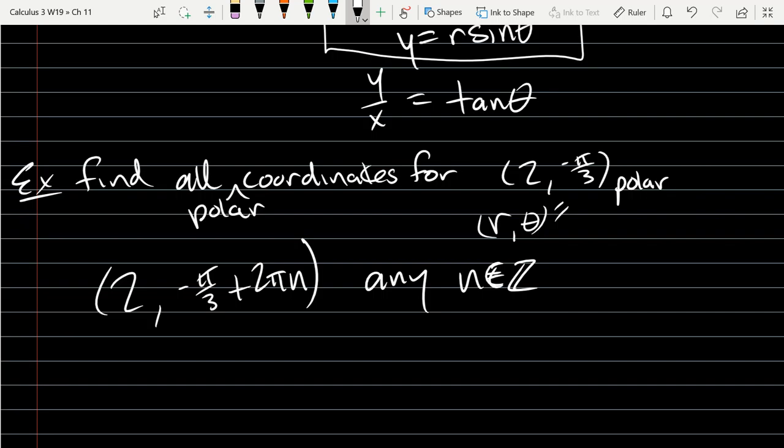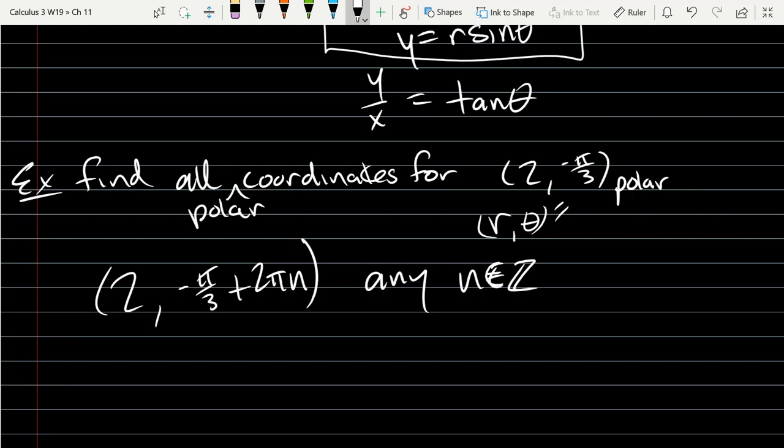What else can I do? I think that's the only way to modify the angle and get the same point, although that's infinite other points. What could I do to the radius? If I make the radius 0, I'm not talking about the same point because that would be the origin.